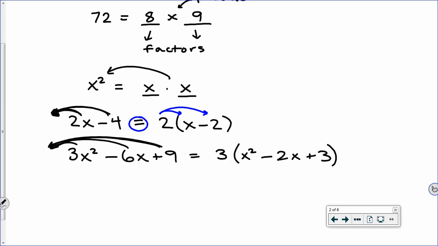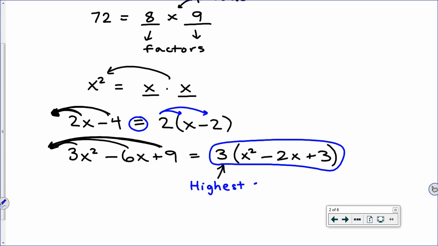So this number that we're factoring out, we still need to show it because I want the left side and the right side to be equal. I want somebody to be able to come along and look at my factored answer, which is this, and redistribute it to turn it back into what I started with. I don't want to just make the 3 disappear that I'm dividing out. The 3 that I'm dividing out is called the highest common factor that all of the terms had in common. Highest common factor. Now we're looking for the highest common factor.